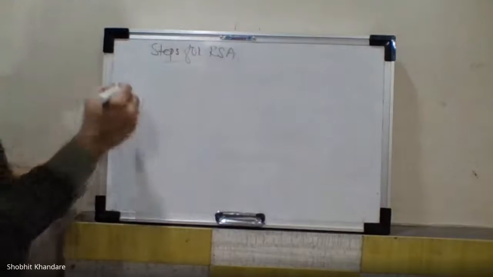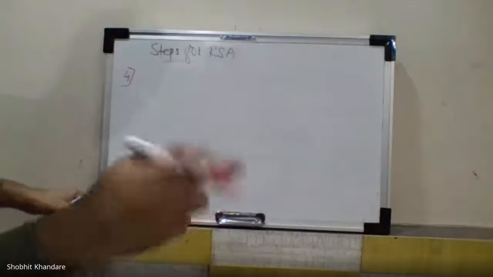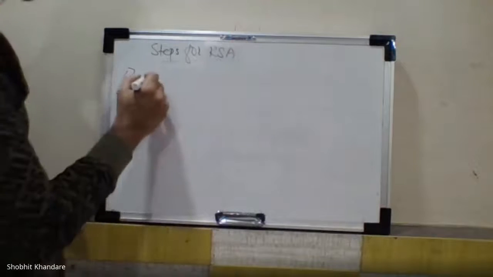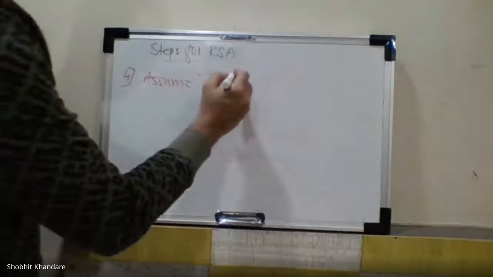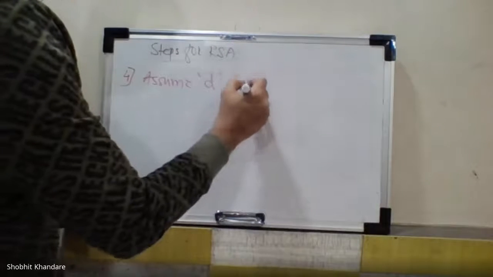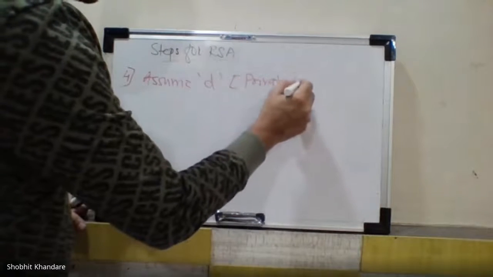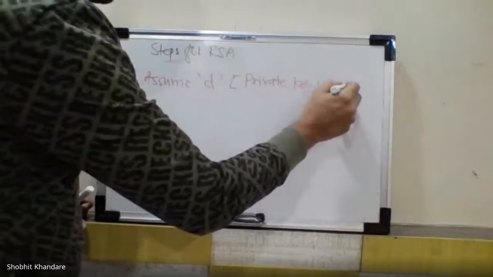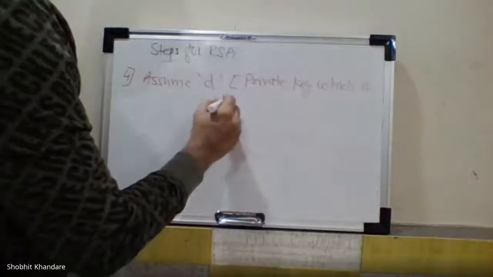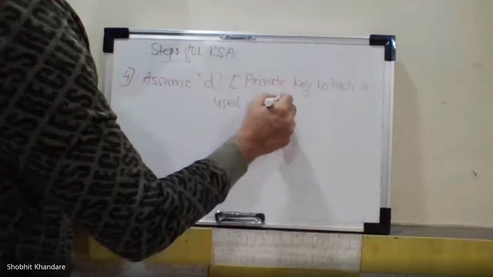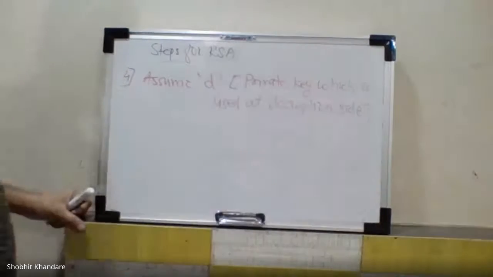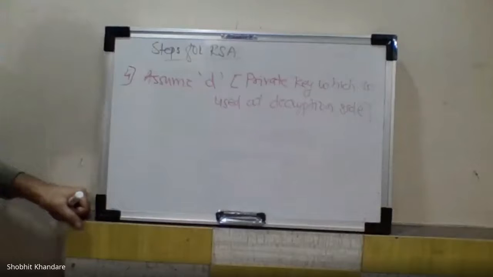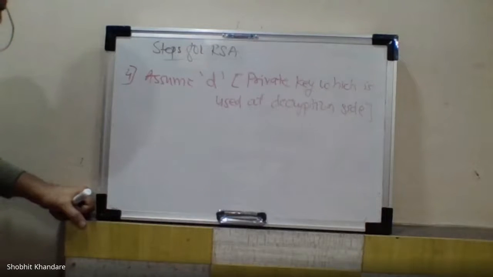Now write down the fourth one. Now we have assumed the value of e. Now we have to assume the value of d. So assume small d. Write down what this small d is. This is the private key, which is used at the decryption side. So it is compulsory that your private key should be used at the receiver side, that is the decryption side, and your public key should be used at the encryption side or the transmitter side.